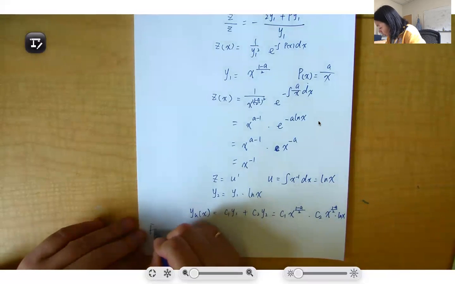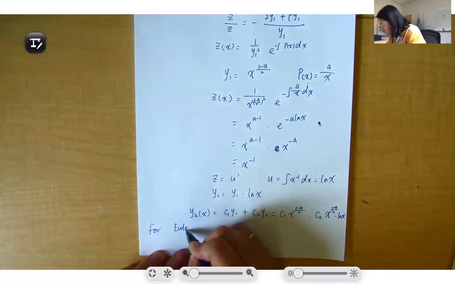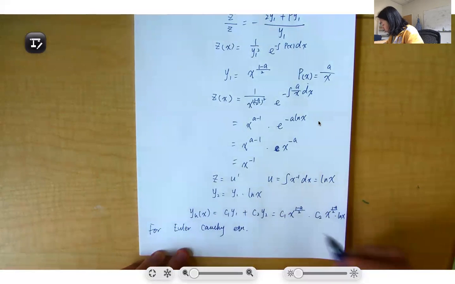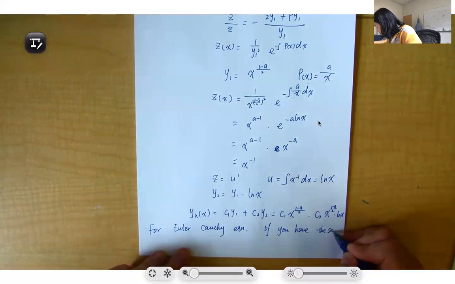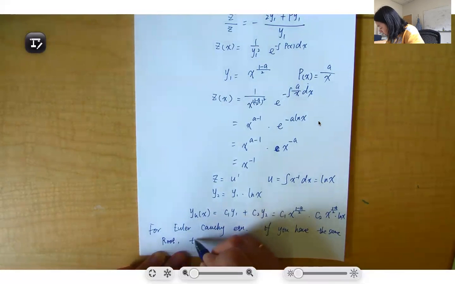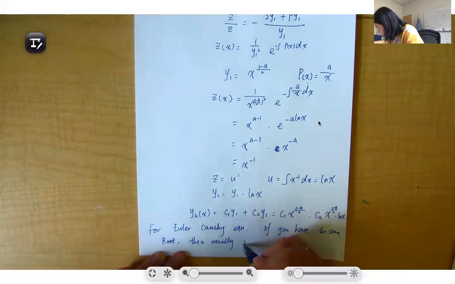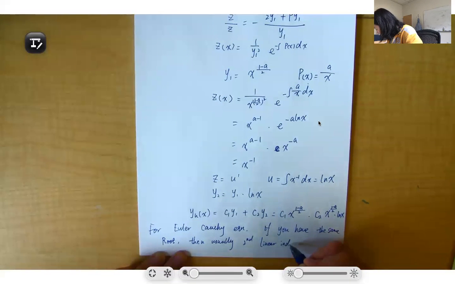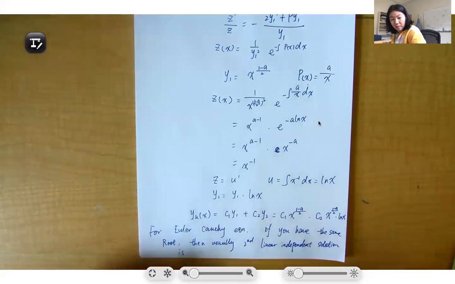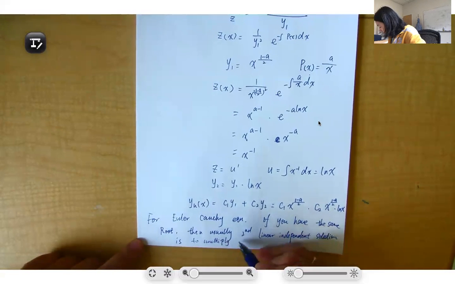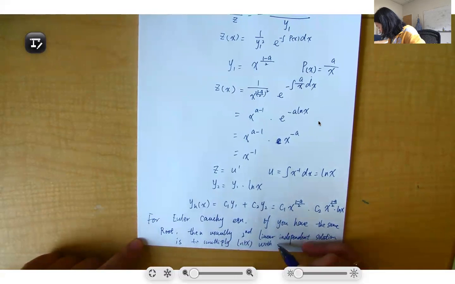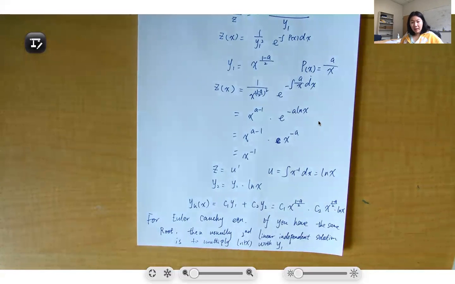Okay, so for the Euler Cauchy equations, if you have the same root, then usually the second, linearly independent solution is to multiply ln x with that independent solution, which is y1, so that you can get the complete solution set of your Euler Cauchy equations. Okay.